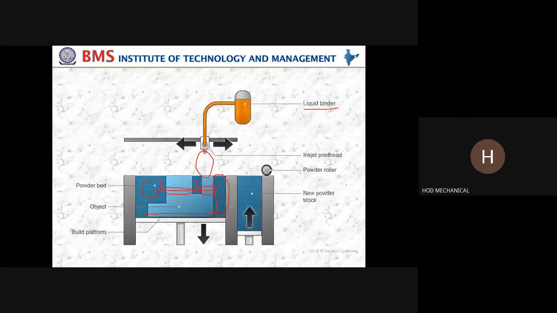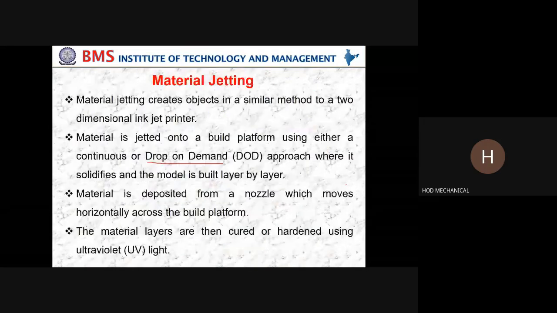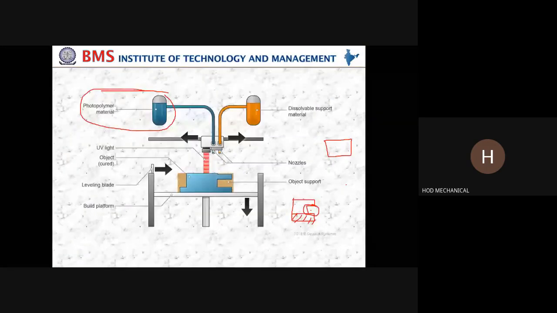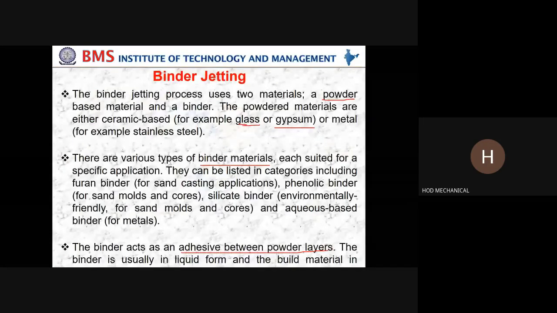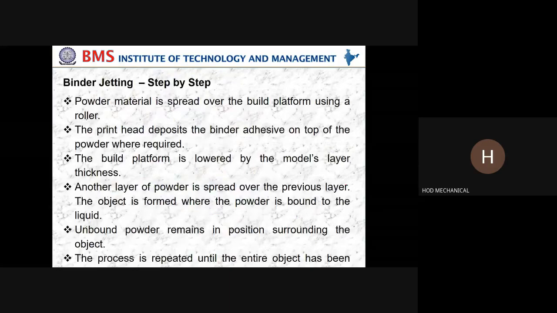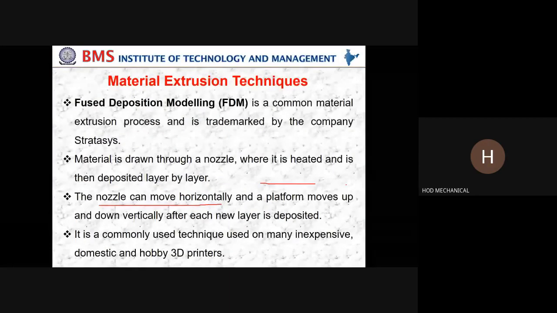The second method we discussed was material jetting. In material jetting, it is a drop on demand approach, that is the DOD approach. Then we discussed binder jetting. In binder jetting, we use powder material and also a binder material. The last one is the material extrusion technique. Here we have FDM, fused deposition modeling.